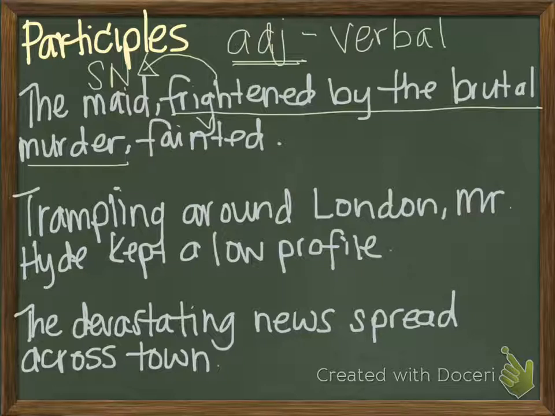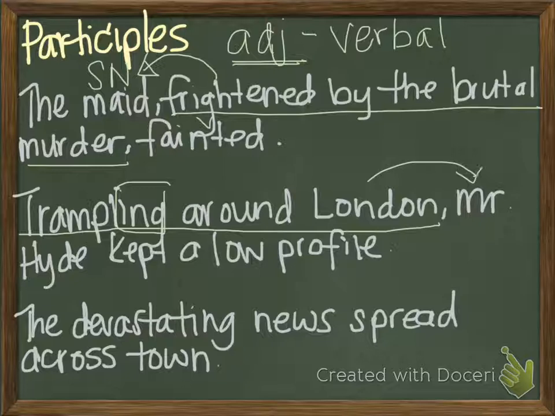Trampling around London, Mr. Hyde kept a low profile. Here you have a present participle that ends in ing. Trampling around London is describing Mr. Hyde, who is the subject of the sentence, while kept is the verb.